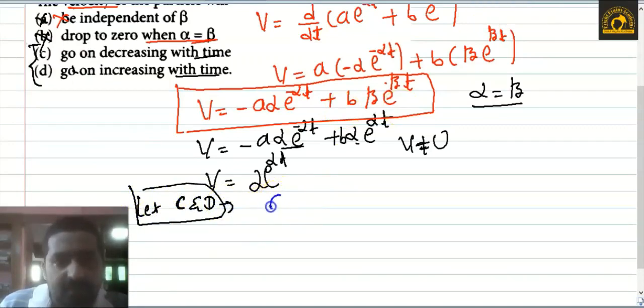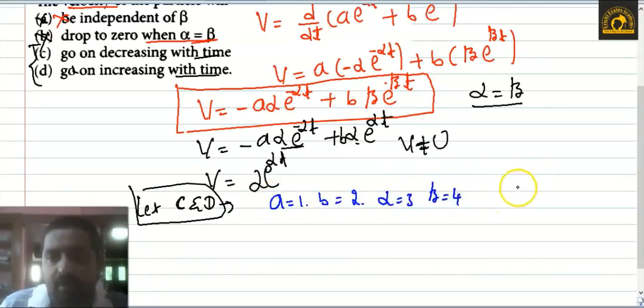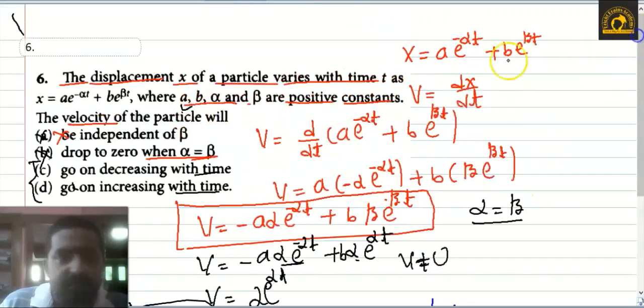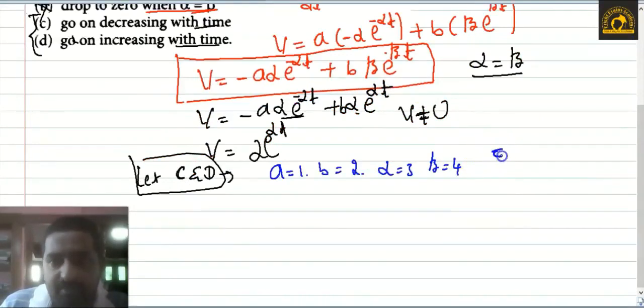That is, a is equal to 1, b is equal to 2, alpha is equal to 3 and beta is equal to 4, and all are positive constants. Let's see, for example, all are constants. So at a certain time, the time is equal to 1 second.